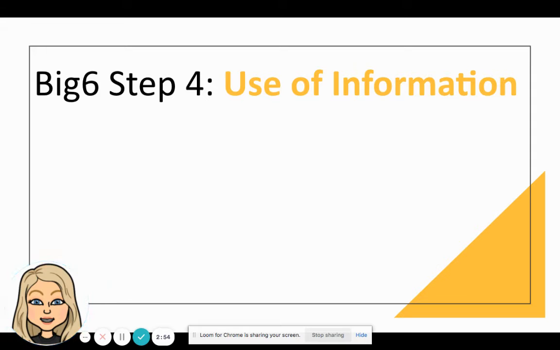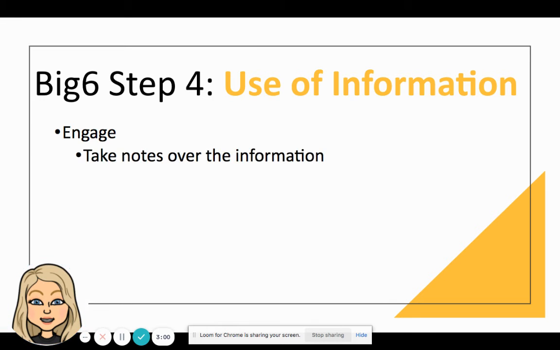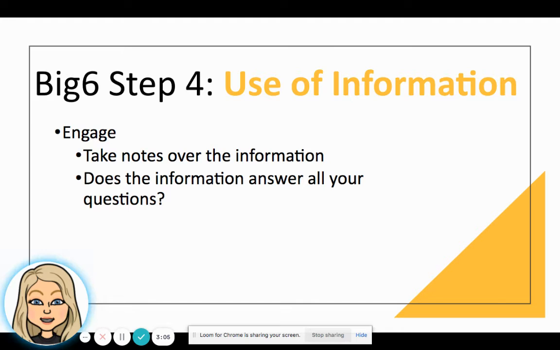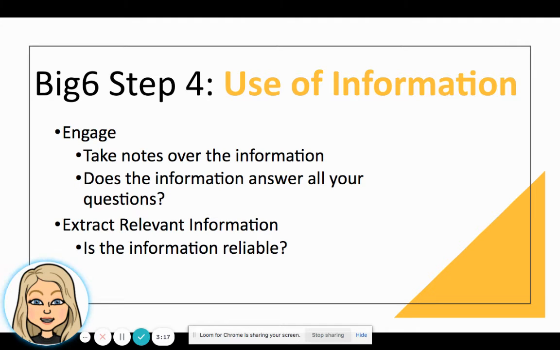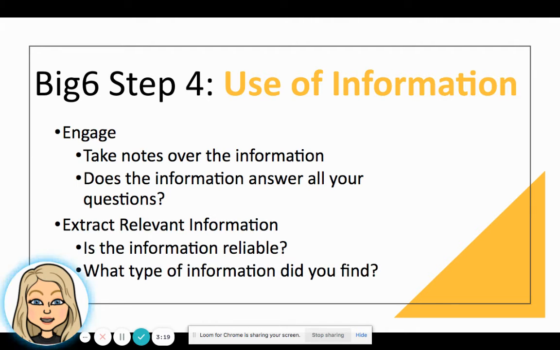All right, step 4, use of information. You want to make sure you engage in the information. So take notes over what you're researching. Think about, does the information answer all of my questions? If not, maybe you need to do more research or find better sources. And then you want to extract relevant information. So is this information reliable? What type of information am I finding?